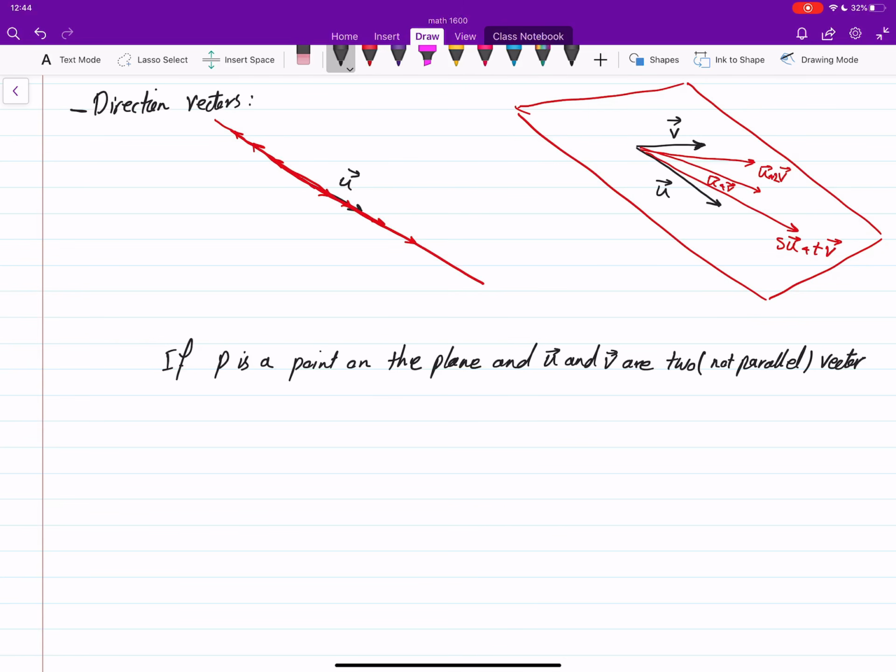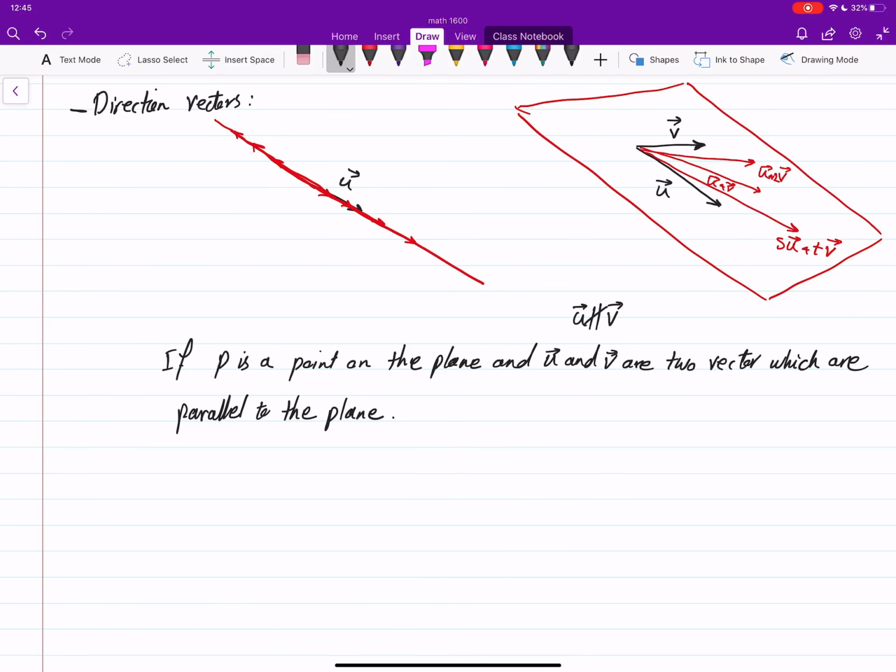Oh, I mean, U and V are not parallel to each other. So U and V are not parallel. So you give me two of those ones. Okay, this is now getting confusing. So let me just say, two non-parallel vectors which are parallel to the plane. So they are not multiples of each other, but both of them are parallel to the plane.